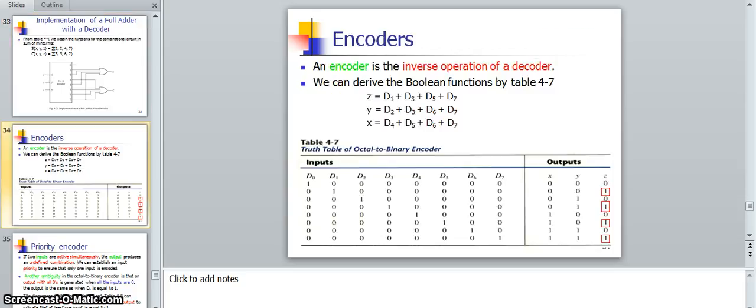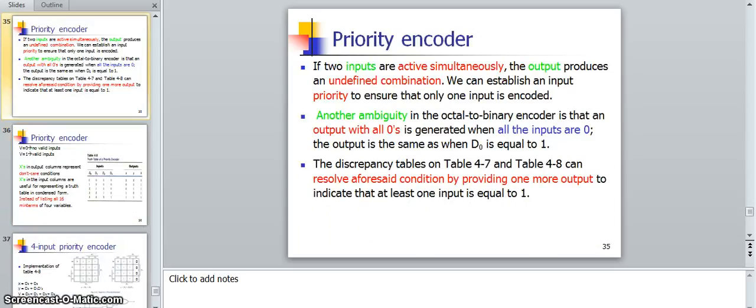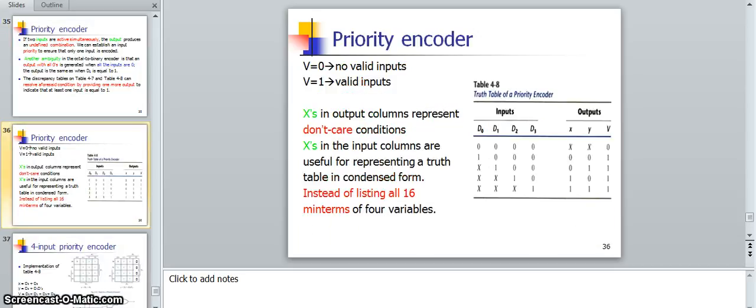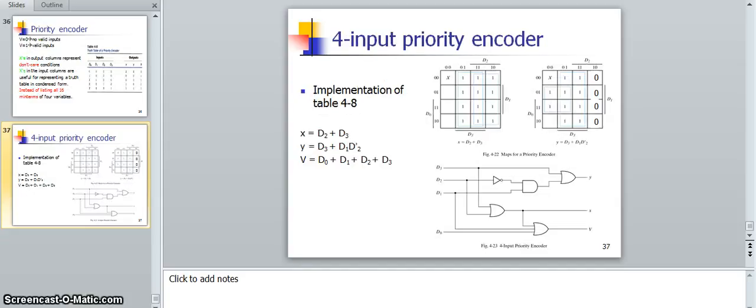The encoder is the inverse operation of a decoder. The expression is given, and the truth table of the octal to binary encoder is also given. Another example is the priority encoder. Here the four input priority encoder is given.